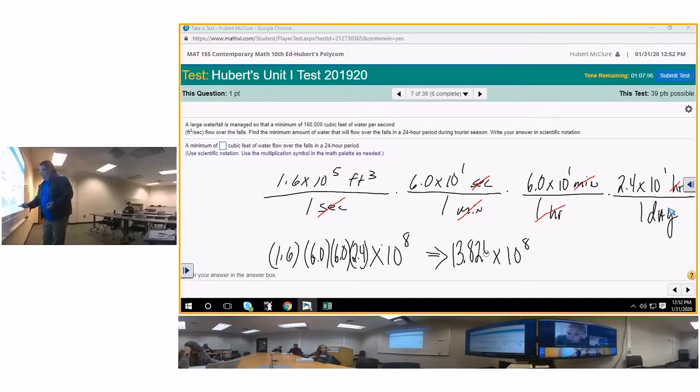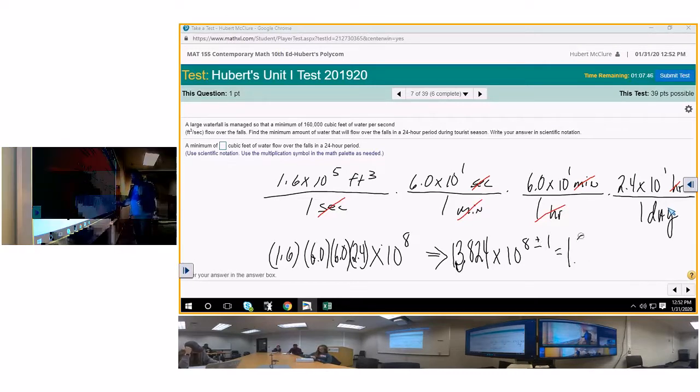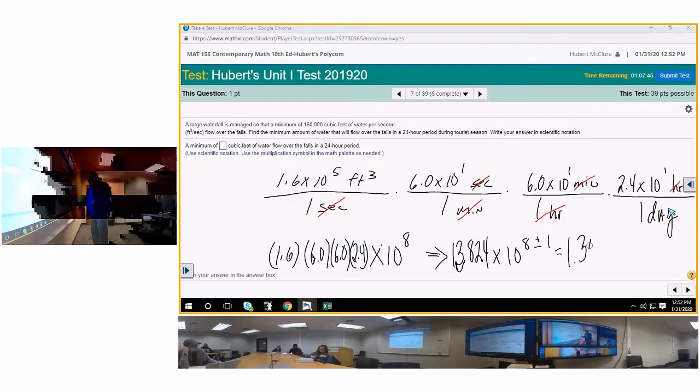13.824. And I got to move it one place, so that's blank 1 to the right. So that's going to be 1.3824 times 10 to the 9th power.